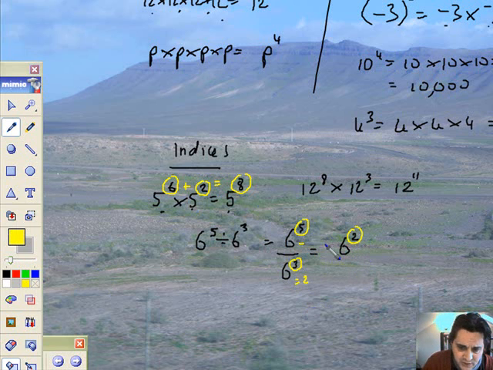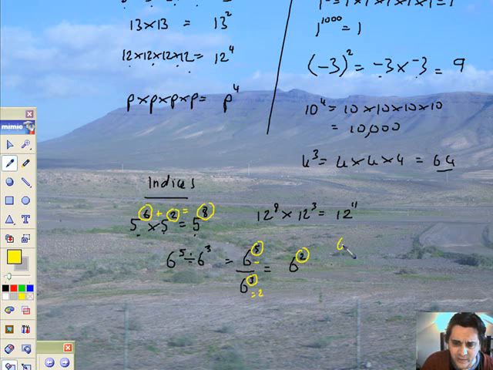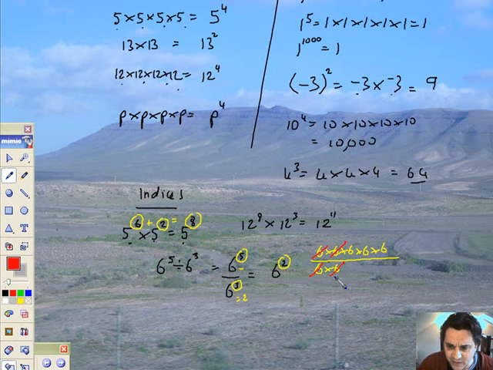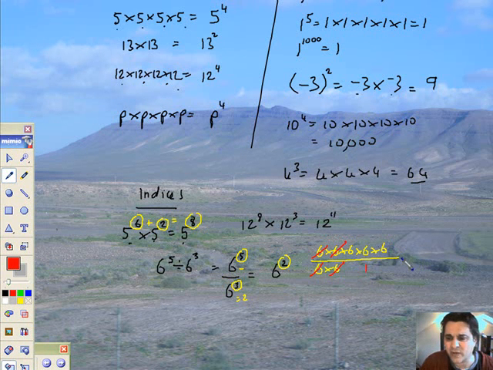Now let me prove it to you. 6 to the power of 5. Here we go. 6 times 6 times 6 times 6 times 6 divided by 6 times 6. Is that okay? And what I'm going to do now, take my red and say, well, 6 divided by 6 is 1. Good night. 6 divided by 6 is 1. Good night. And I'm left with 6 times 6 times 6, all divided by 1.